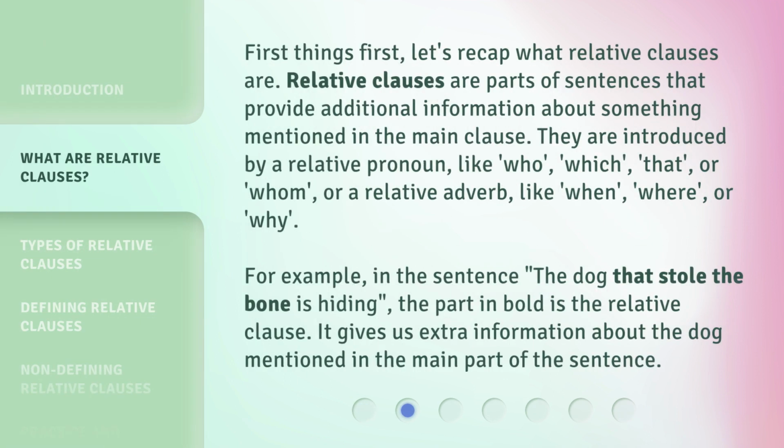First things first, let's recap what relative clauses are. Relative clauses are parts of sentences that provide additional information about something mentioned in the main clause. They are introduced by a relative pronoun, like who, which, that, or whom, or a relative adverb, like when, where, or why. For example, in the sentence, "The dog that stole the bone is hiding," the part in bold is the relative clause. It gives us extra information about the dog mentioned in the main part of the sentence.